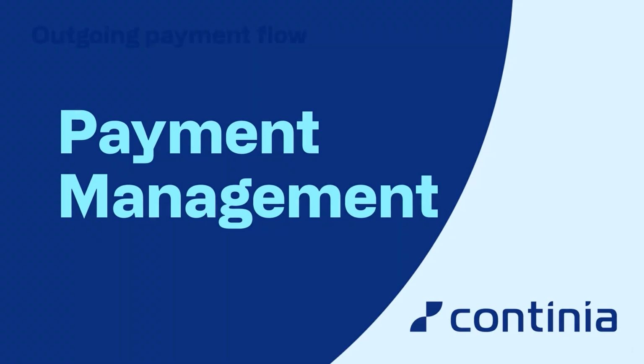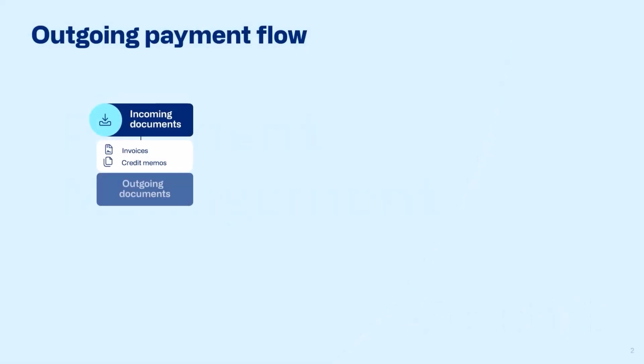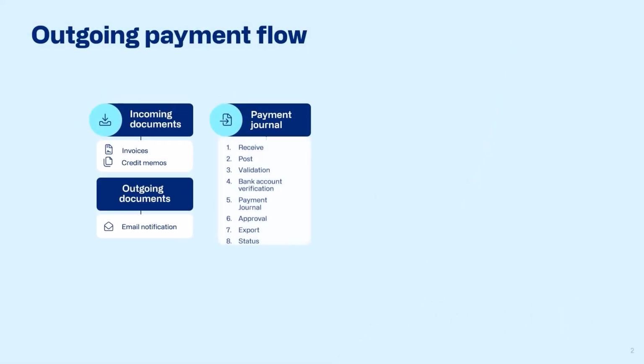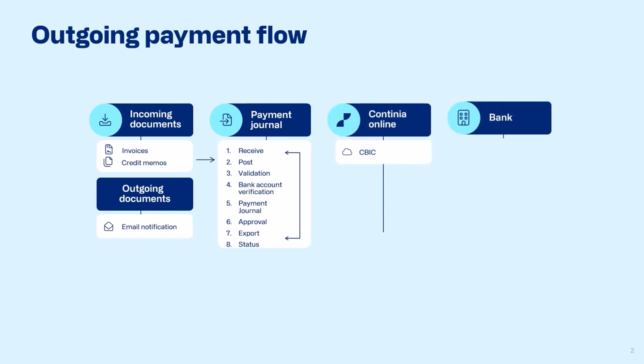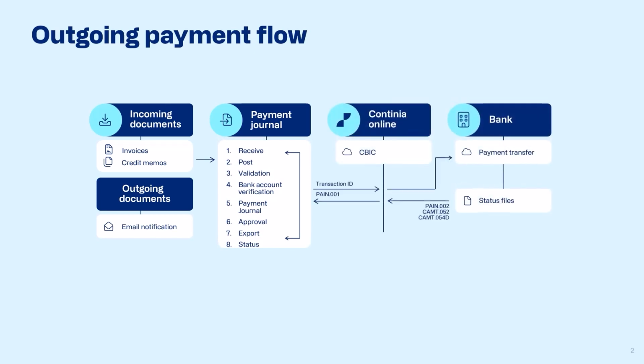In the outgoing payment flow, the starting point is the incoming document, for example, an invoice or a credit memo. When these have been posted, we move on to the payment journal where we create a suggestion. The payment lines are validated to live up to the requirements from the bank. The validation is very central in payment management because it prevents you from running into errors later in the process, where it might lead you to extra work and you want to avoid that.